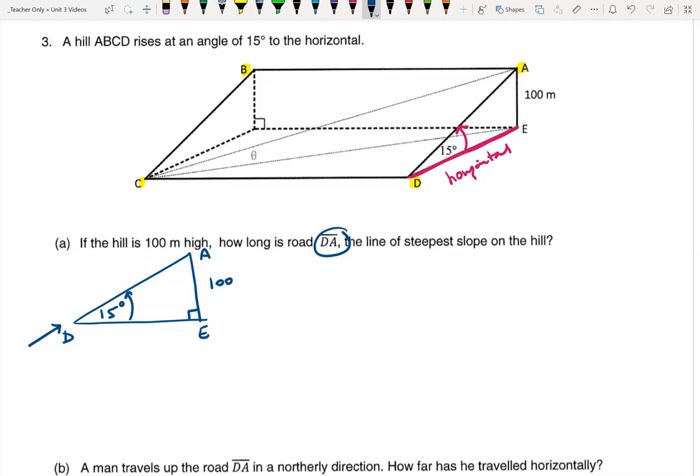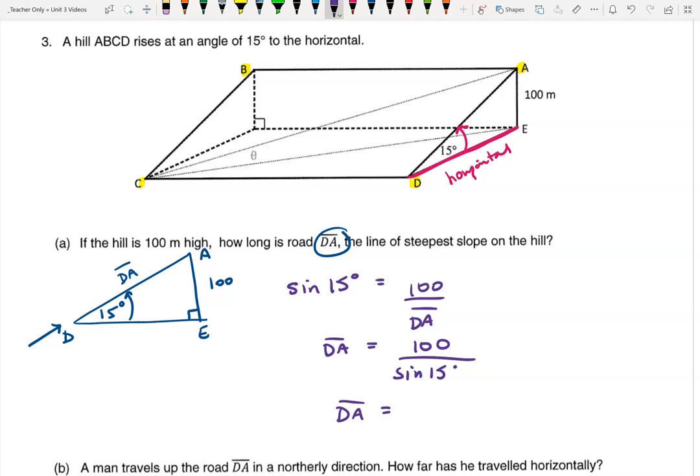And I'm going to just label that DA, that length. So looking at this, we can say, I know the opposite side and I want to find the hypotenuse. So I'm going to use the sine ratio. So the sine of 15 degrees is the opposite side over side DA. So I'm going to multiply and divide. So 100 divided by sine of 15 degrees. That DA is a length of 386.37 meters. So it'd be great to pause the video and just confirm that you're happy with that calculation.